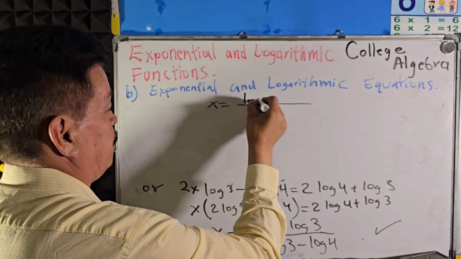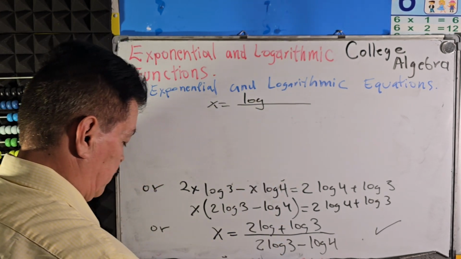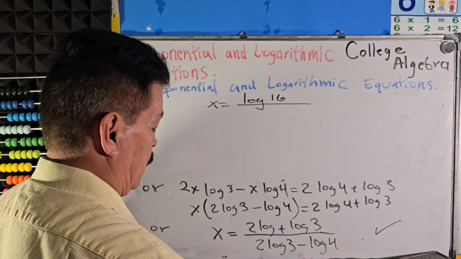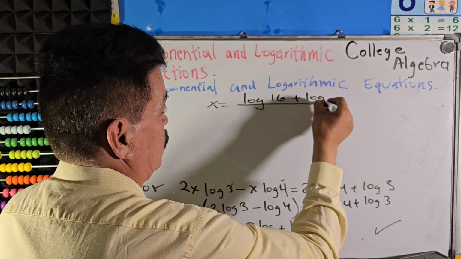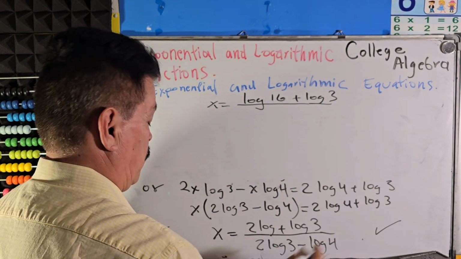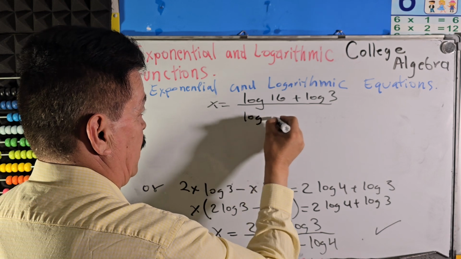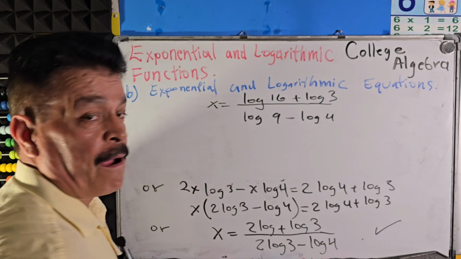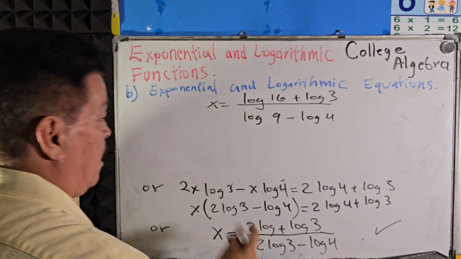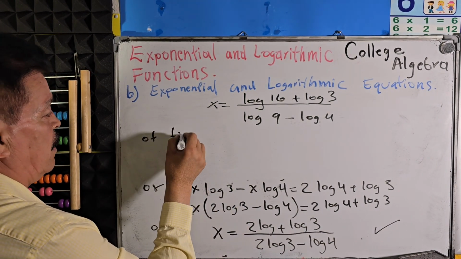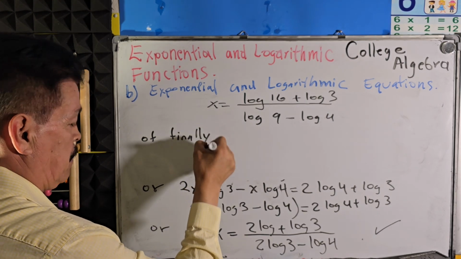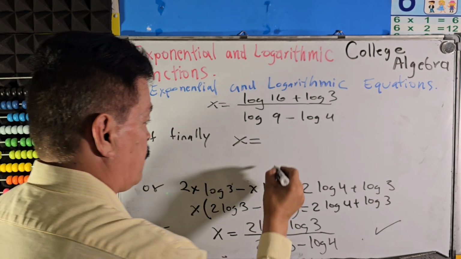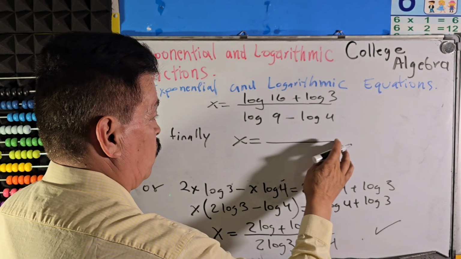So log 16. So remember, we have right here log 16 plus log 3. So remember, using the properties of the logarithms, in the bottom log 9 minus log 4. All right? Finally, we will have x equals, conclusion, log.